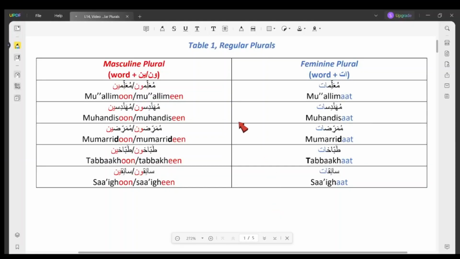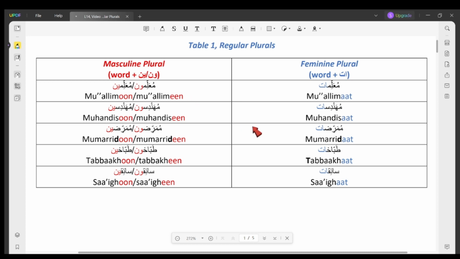Now let's open the PDF file for this lesson and go to Table 1 to first see how regular plurals work. In the table on the left side we have the masculine plural. If you remember from the previous lessons, we can turn a word into its masculine plural form by adding un or in to the end of our word. Now let's look at the first example. Muallimun or muallimin. This means a group of male teachers or a mixed group of both male and female teachers.